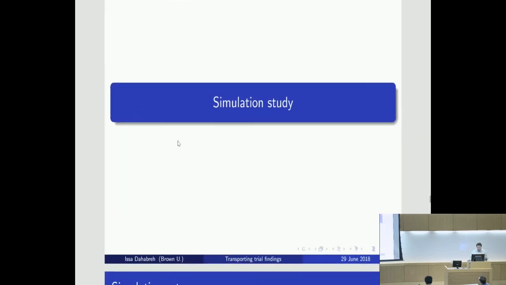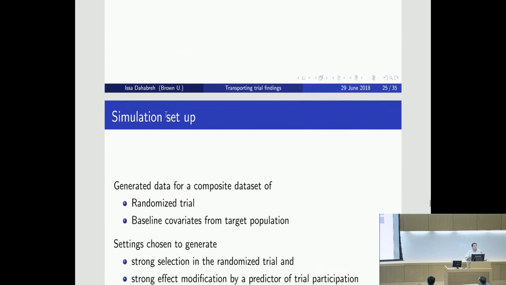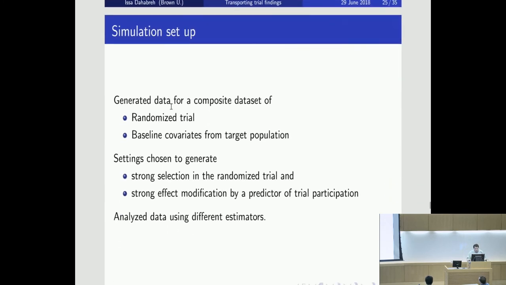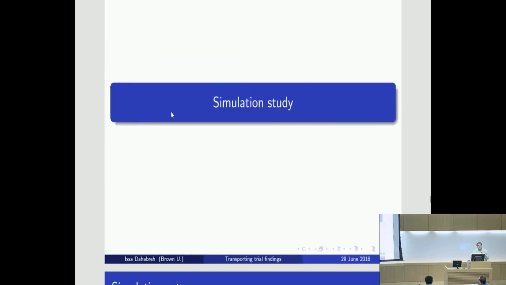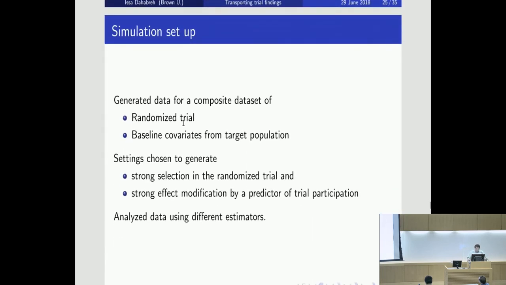So now I said a lot of stuff. Many of the things I say are asymptotic, meaning they hold only as the sample size goes to infinity. So what we usually want to do is a small simulation study to convince ourselves the properties hold in reasonable data sets. Here's my overall setup. I'll have a randomized trial, and I'll have baseline covariates from the target population. I've chosen settings so that there is very strong selection into the trial, meaning there are certain covariates that make it much more likely to be in the trial than not. And there is strong effect modification by those predictors of trial participation.